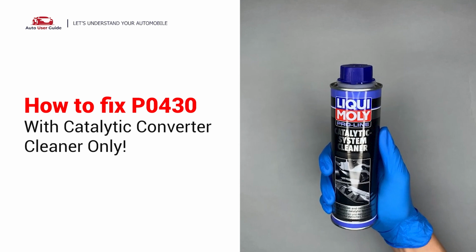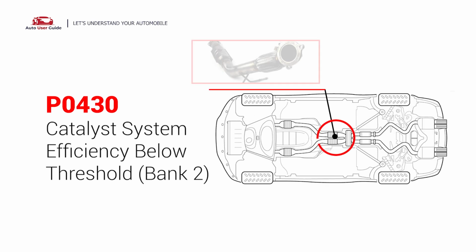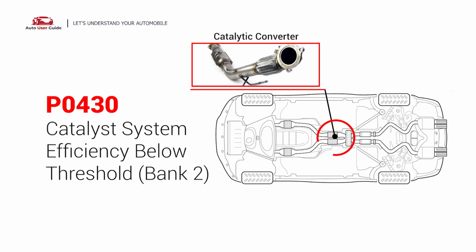By using just one bottle of catalytic converter cleaner, you can easily resolve the P0430 error code on your own. It means your catalyst system efficiency is below the threshold near engine bank 2, which indicates that the catalytic converter is not functioning efficiently, so the vehicle is increasing the output of harmful pollutants.